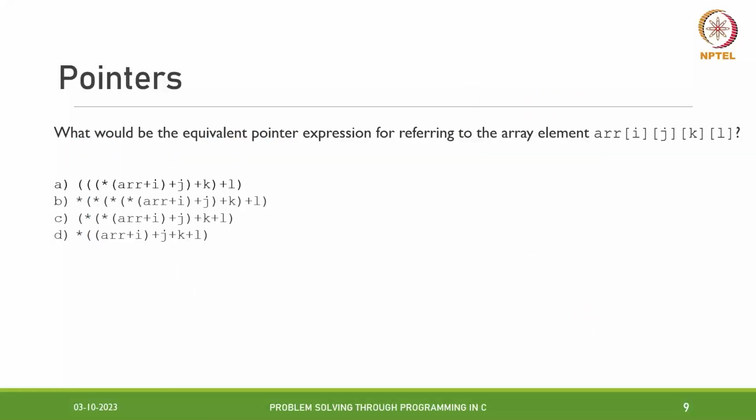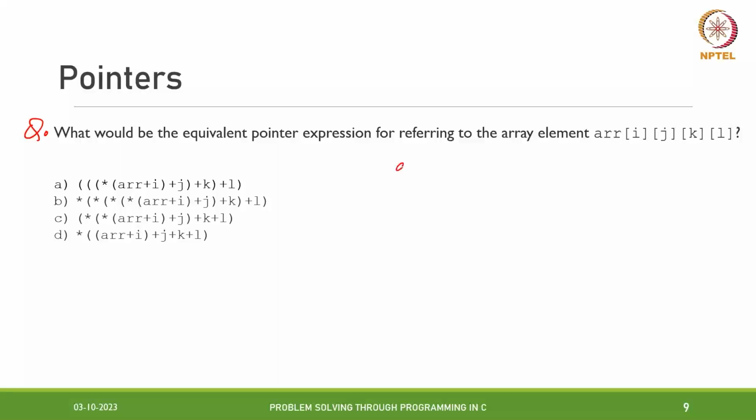Right. Now, okay. So now I was talking about this question. What would be the equivalent pointer expression for referring to the following array element? You have an array ARR, which is a 4-dimensional array, and you have I, J, K, and L, these 4 indices. What is the equivalent pointer expression for this notation?